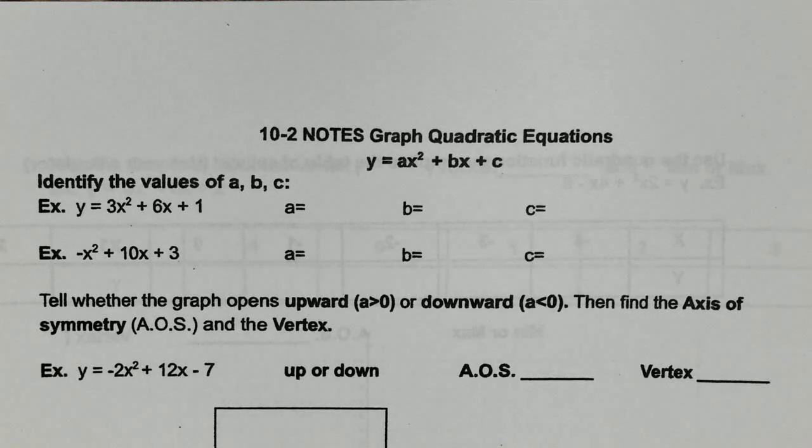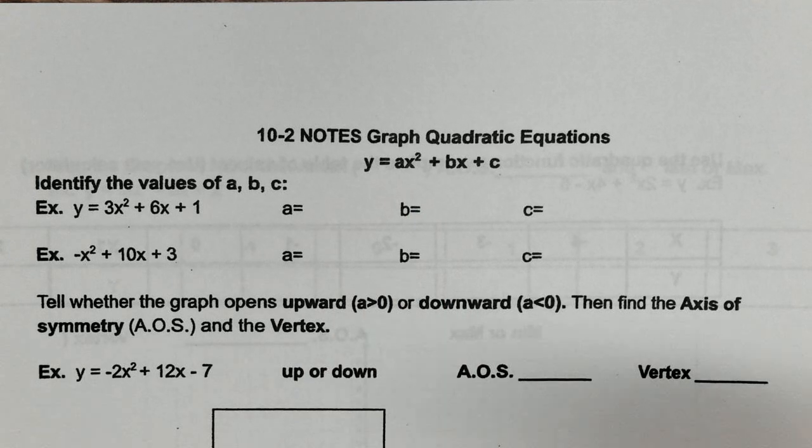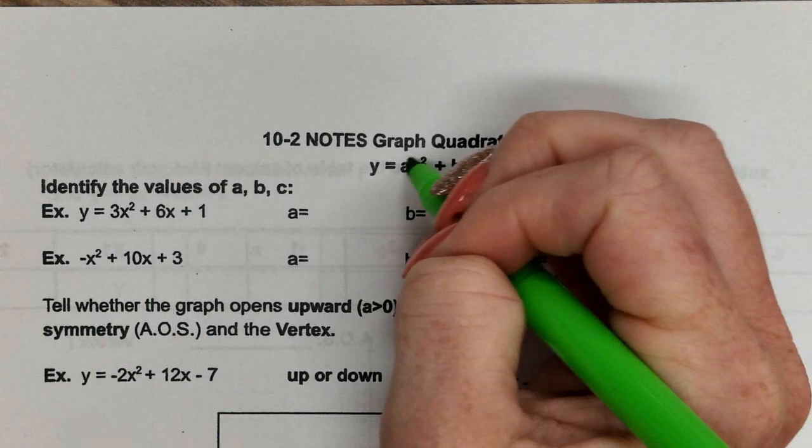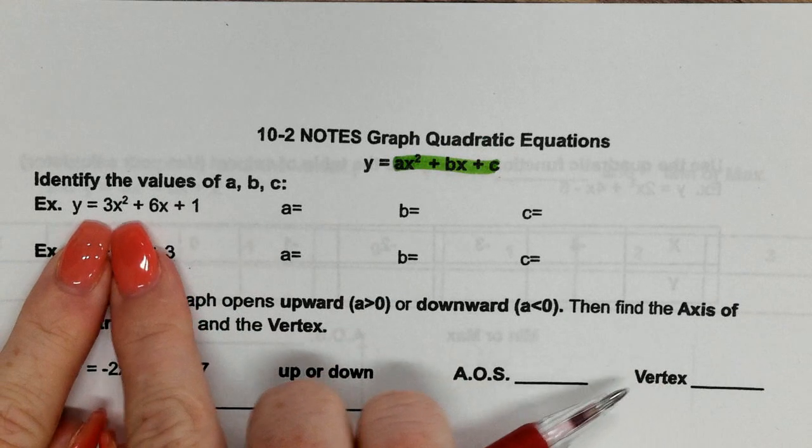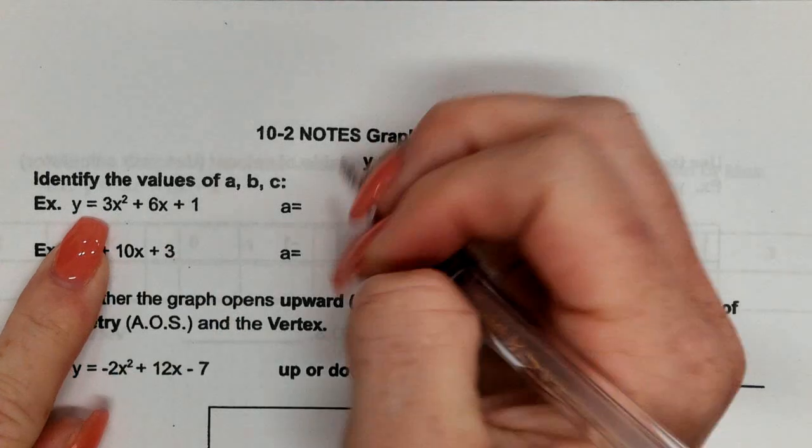Today we're going to continue exploring quadratics. Remember that the standard form for a quadratic is ax squared plus bx plus c. So in the first examples, it wants you to identify the a, the b, and the c of each part of the quadratic. So for this one, what's the value of a?